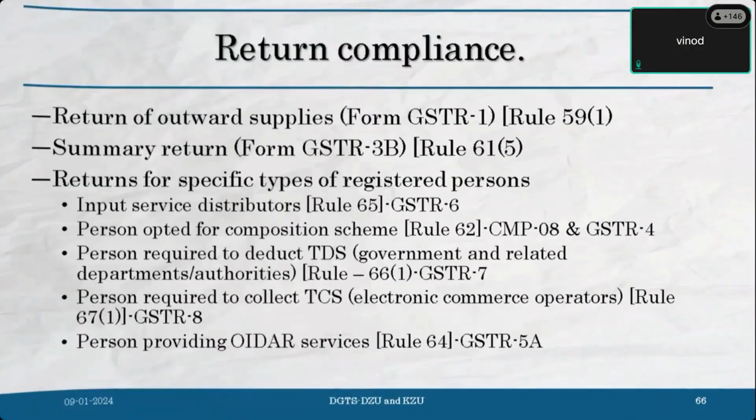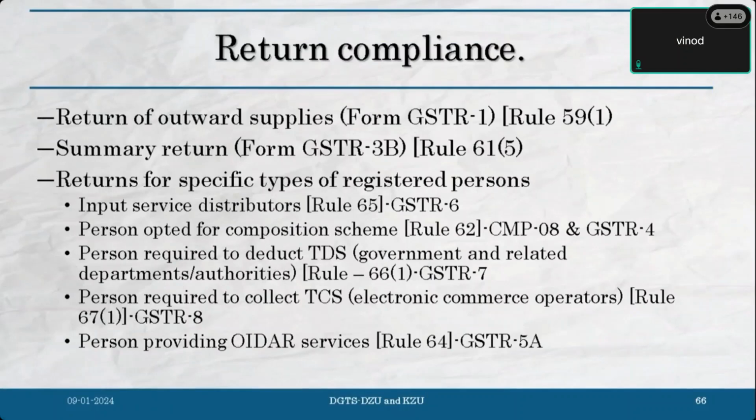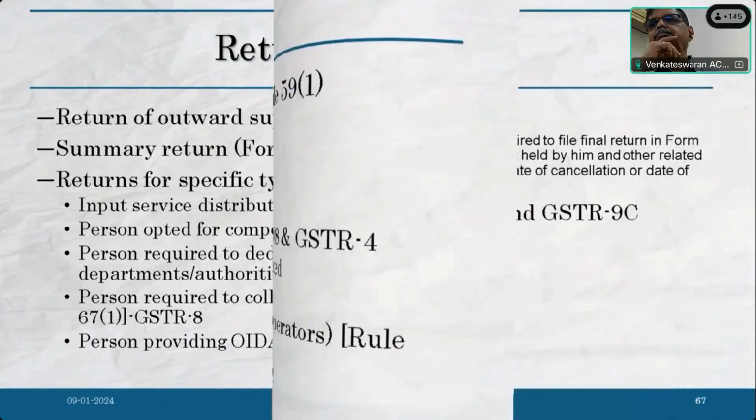So the returns: GSTR 1, Rule 59; summary of return, GSTR 3B, Rule 61(5). Returns for specific types of persons are also there: input service distributor, composition scheme dealer, and TDS. For each and everybody, return compliance has been made mandatory, and the periodicity is also mandatory, within such period, 1 month, or dates have been specified, and dates for different states are also specified with reference to GSTR 1.